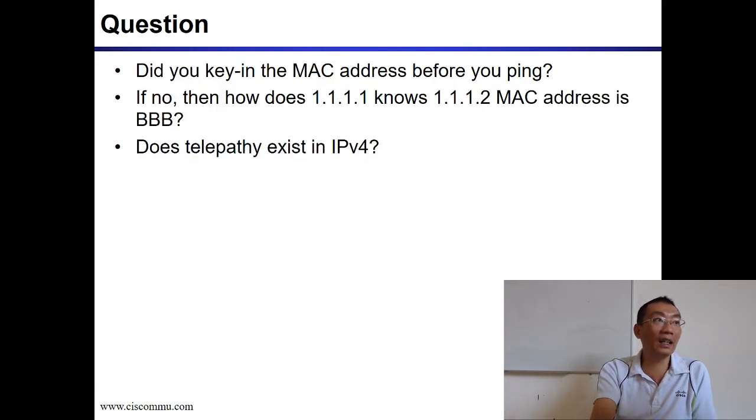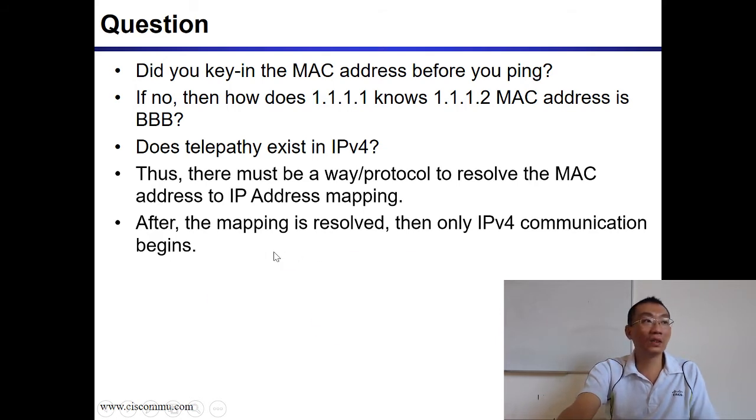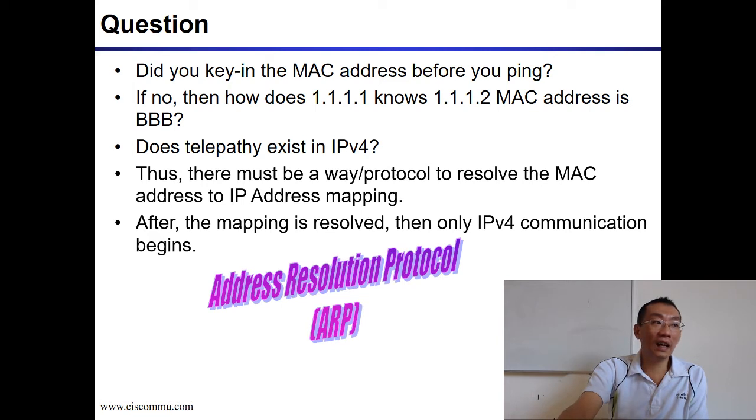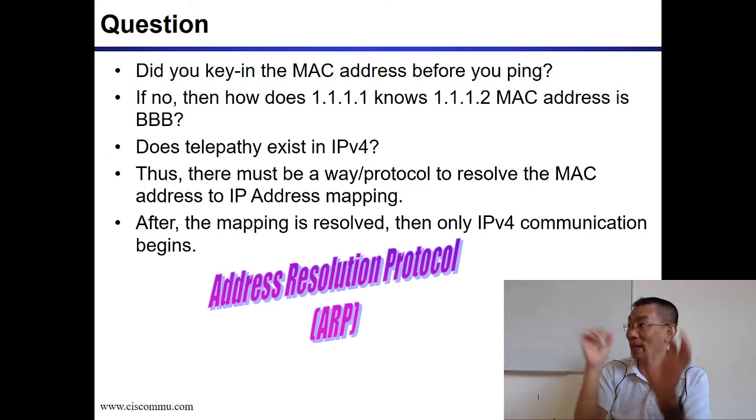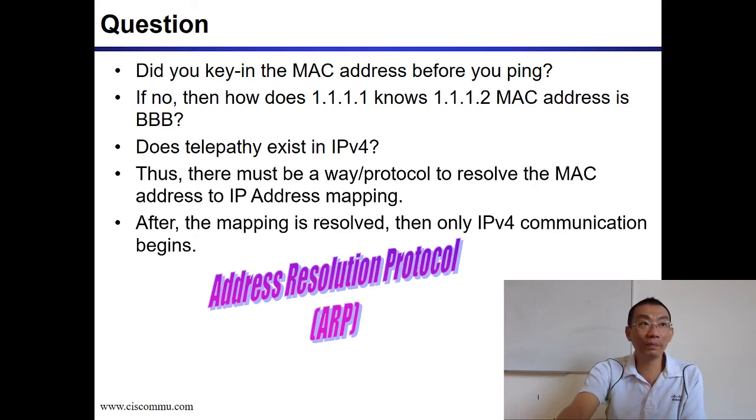The missing part is that there must be a way or protocol to resolve the IP address to MAC address mapping, correct? After the mapping is resolved, then only the IPv4 communication begins. So this is Address Resolution Protocol. You have two addresses, and you want to resolve the mapping. That's why they call it Address Resolution Protocol.